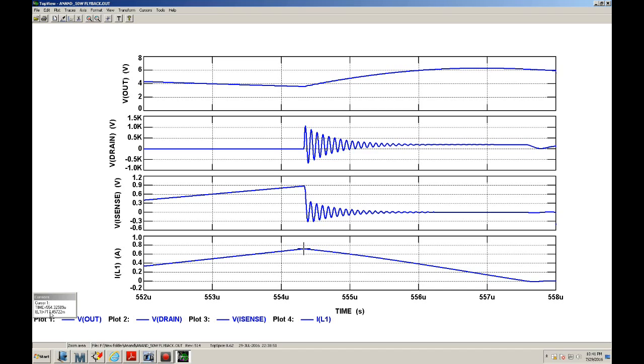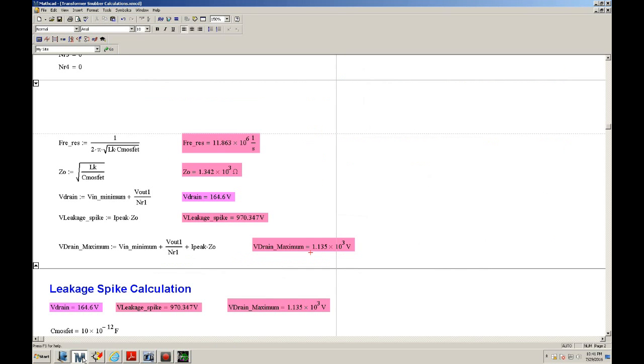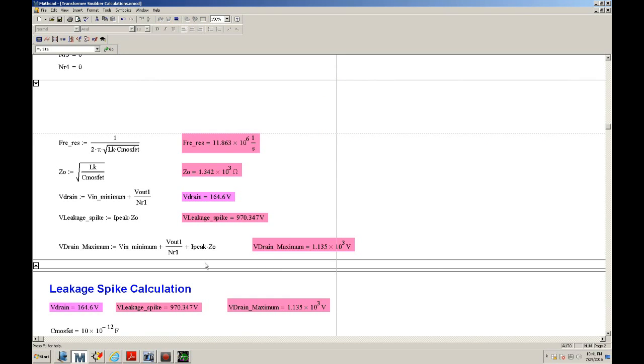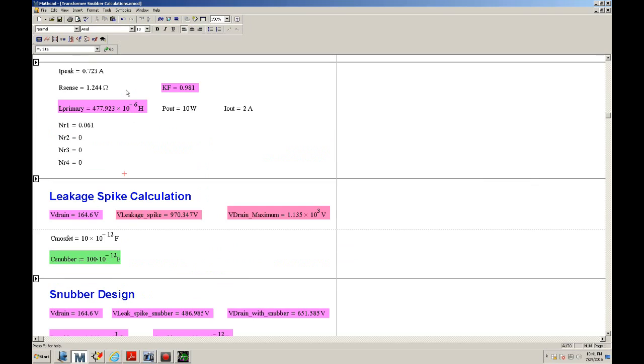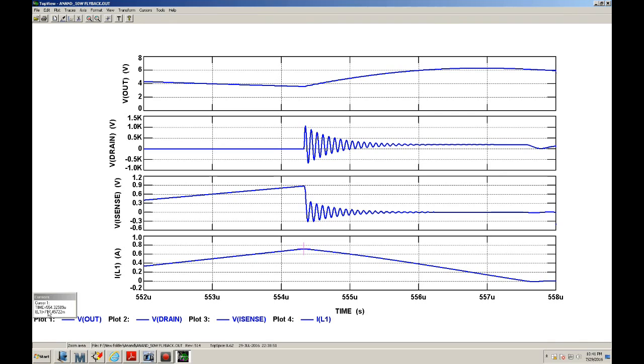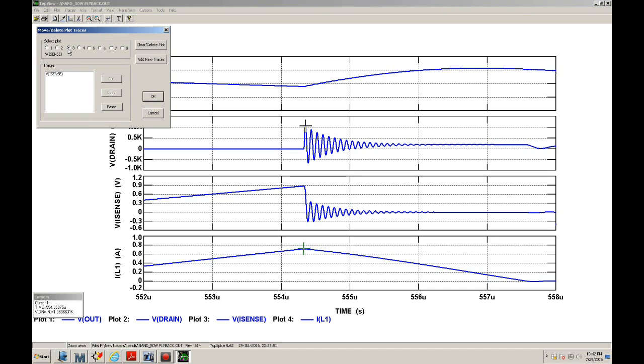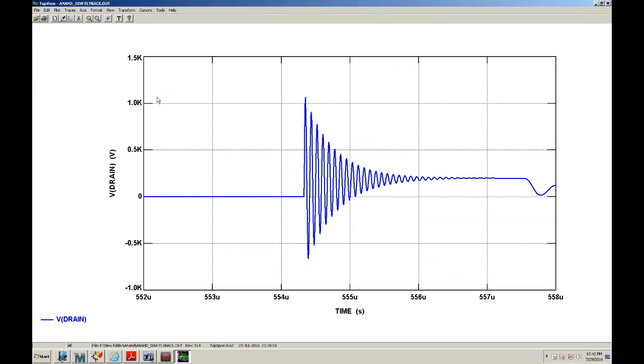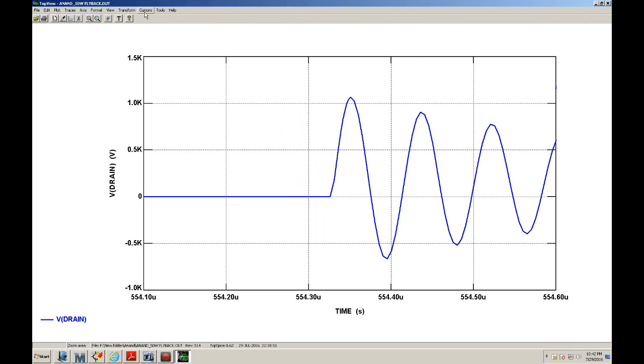This is 717 milliamps going through the primary. I believe I have that here. Let's see. Yeah, calculated 723 milliamps. So that's pretty close. 717 milliamps. Then I put the cursor here. Let me go ahead and delete these. Clear, clear, clear. Okay. There we go.